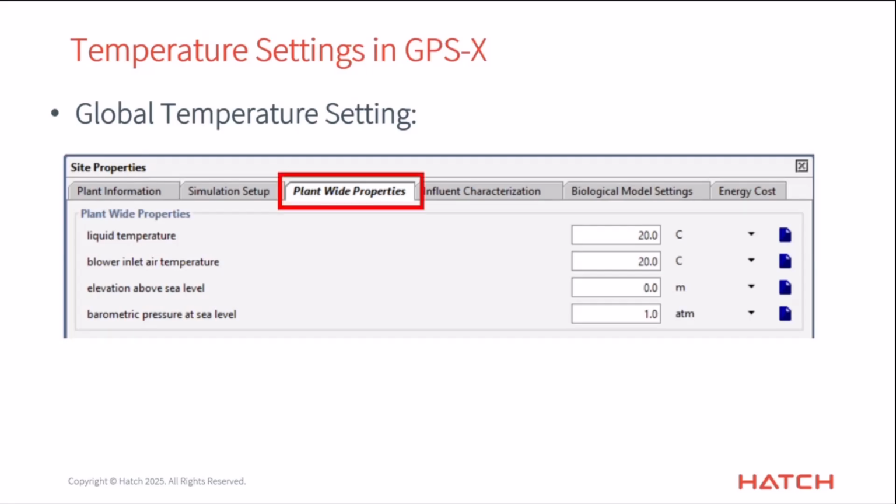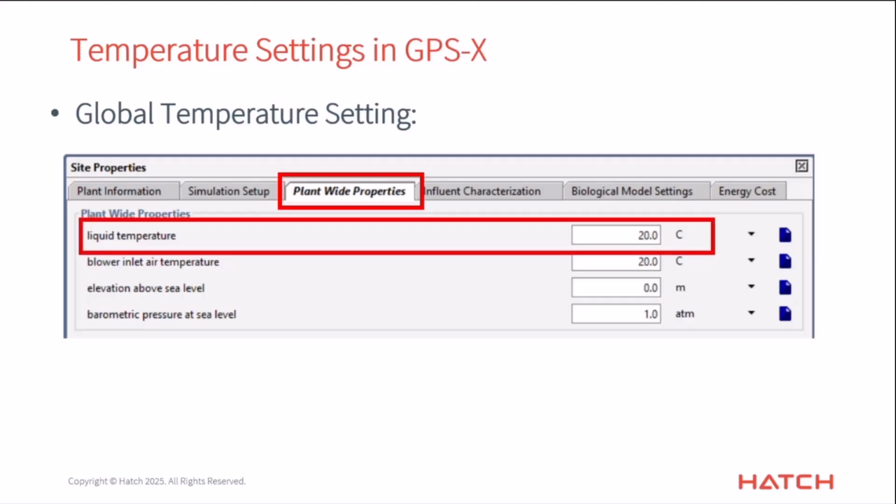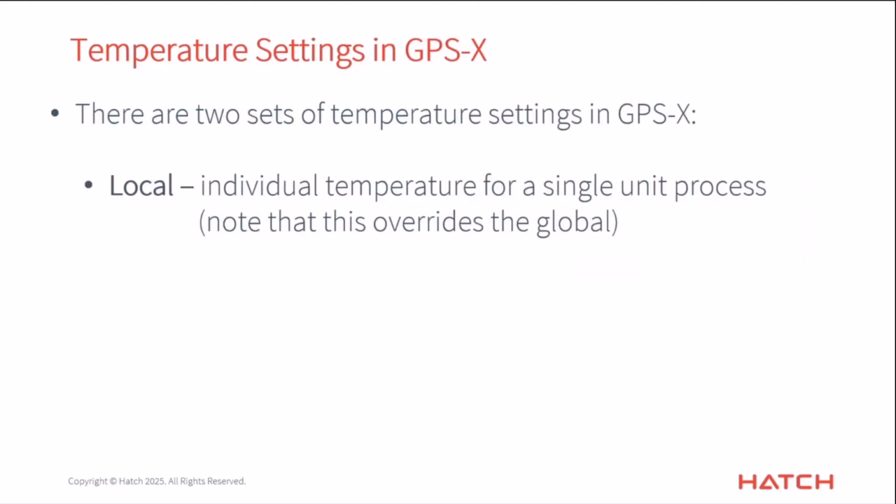If you go to the Plant-Wide Properties tab, this is where you will find the liquid temperature. It will be 20 degrees Celsius by default in all of our libraries. So you can make a change here, and that will be applied across the whole plant, across all of the individual unit processes if you're using the global temperature setting, which is, by the way, the default.